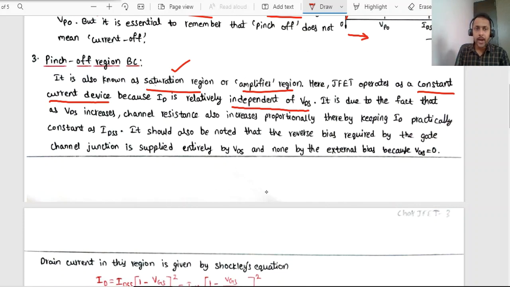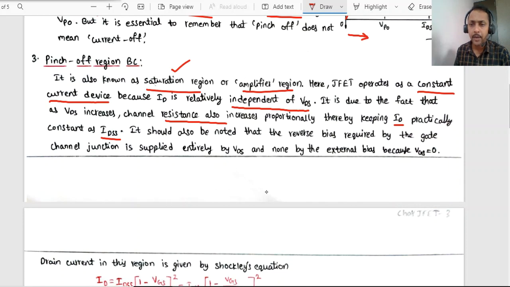This is due to the fact that as VDS increases, the channel resistance also increases proportionally. Because of the increase in the channel resistance, the drain current ID will be practically constant, right? And it reaches a saturation that is denoted with the variable IDSS. IDSS, saturated, right?